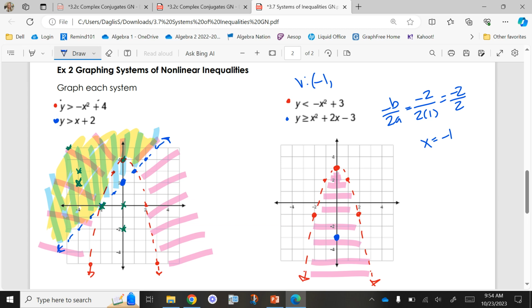How do we get the other part of my vertex? Plug it in. So y equals -1 squared plus 2 times -1 minus 3. -1 squared is 1. That's -2 minus 3. What do you get? Hold on, I feel like I messed up. Yeah, it should be y equals 0. What did I do wrong? Opposite b over 2a. -2 over 2 is -1. -1 squared is 1. So -1, -4 is down here. It's all good.